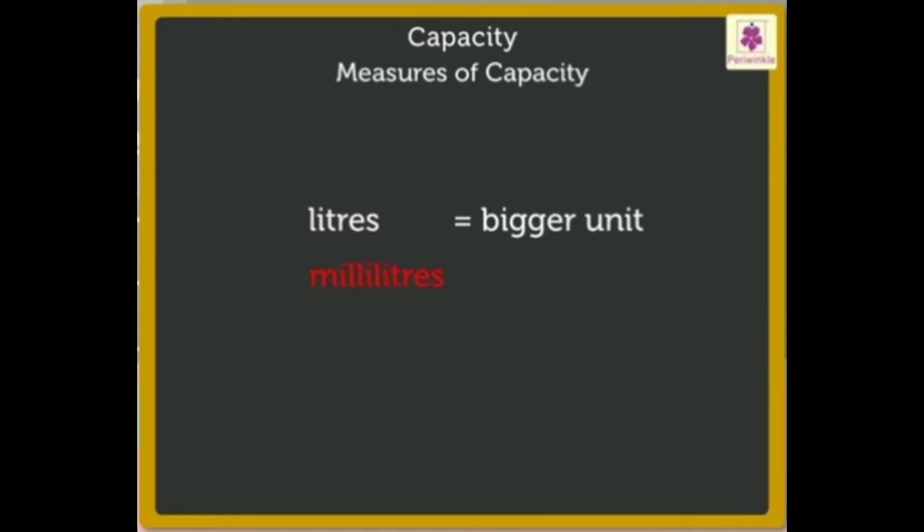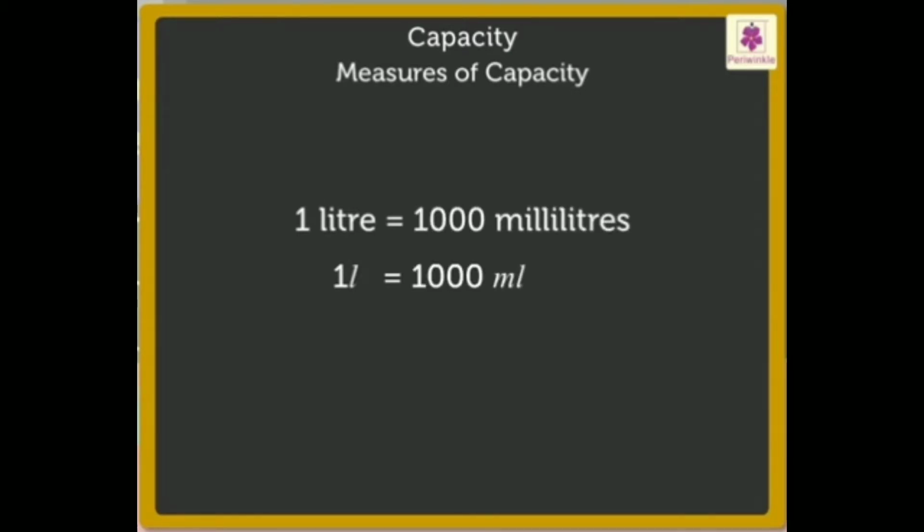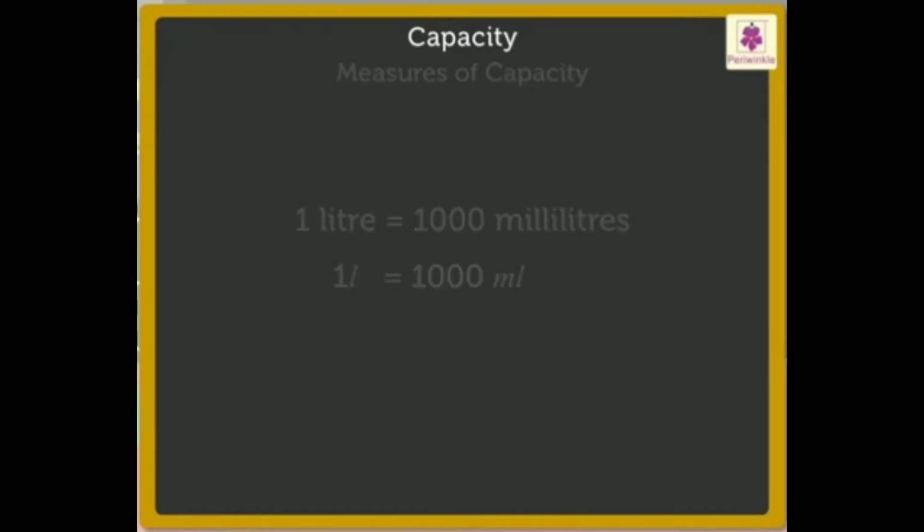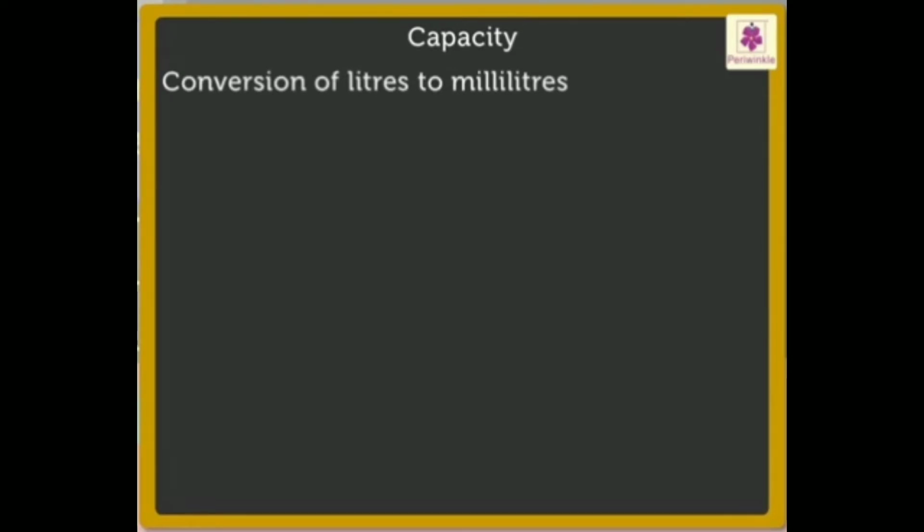Now liter is the bigger unit and milliliters is the smaller unit. So 1 liter is equal to 1000 milliliters. As we all know, we can also write it as 1L equal to 1000 ml. Next, conversion of liters to milliliters. We all know that 1 liter is equal to 1000 milliliters.